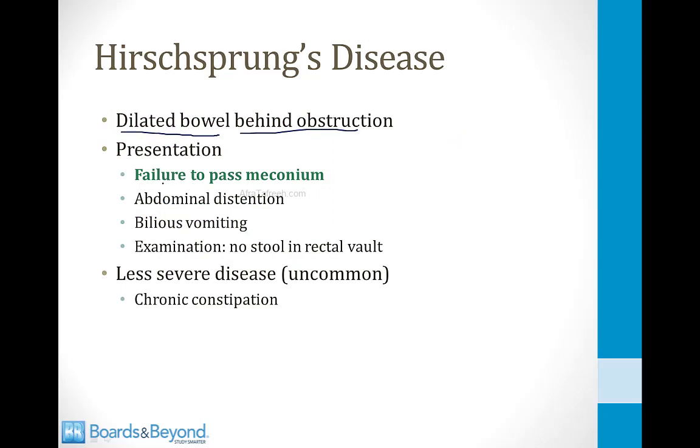The presentation will be failure to pass meconium, which is the first stool in the newborn baby, also abdominal distension and bilious vomiting. Classically, on examination of the baby there is no stool in the rectal vault, and that's because stool cannot get past the portion of the colon that lacks nerve plexuses. Sometimes children are born with less severe disease. This is less common, and they can have chronic constipation early in life.